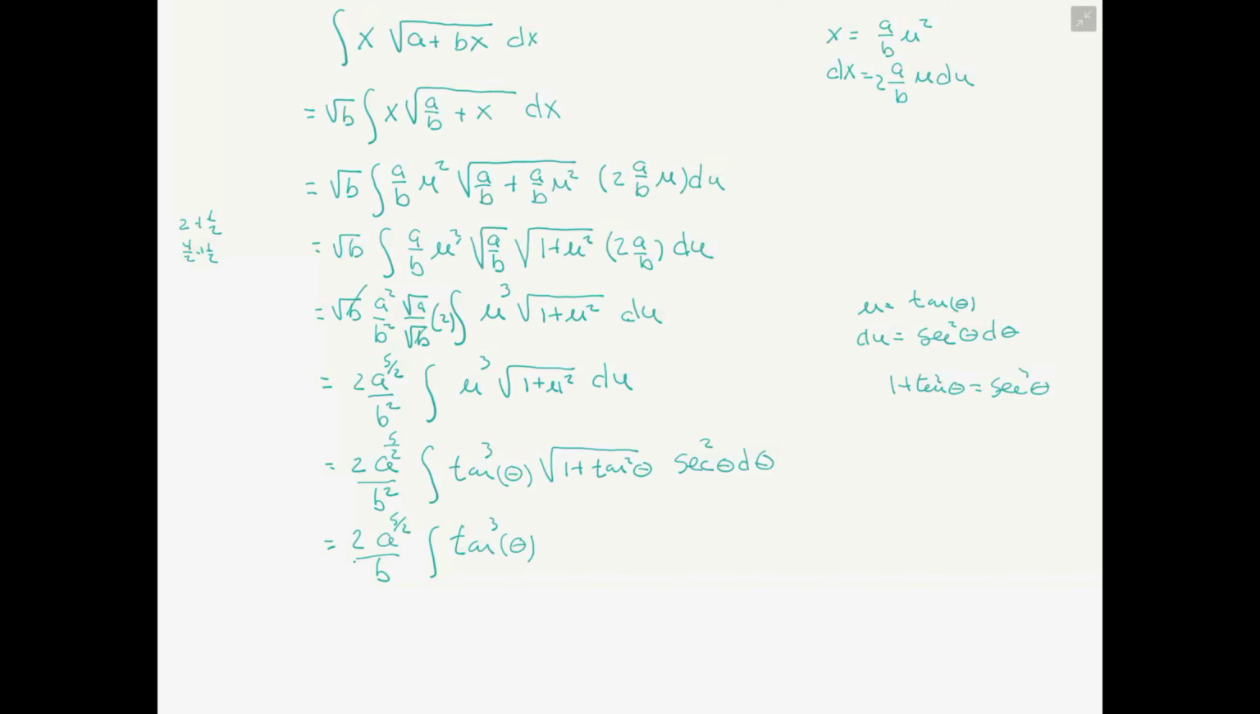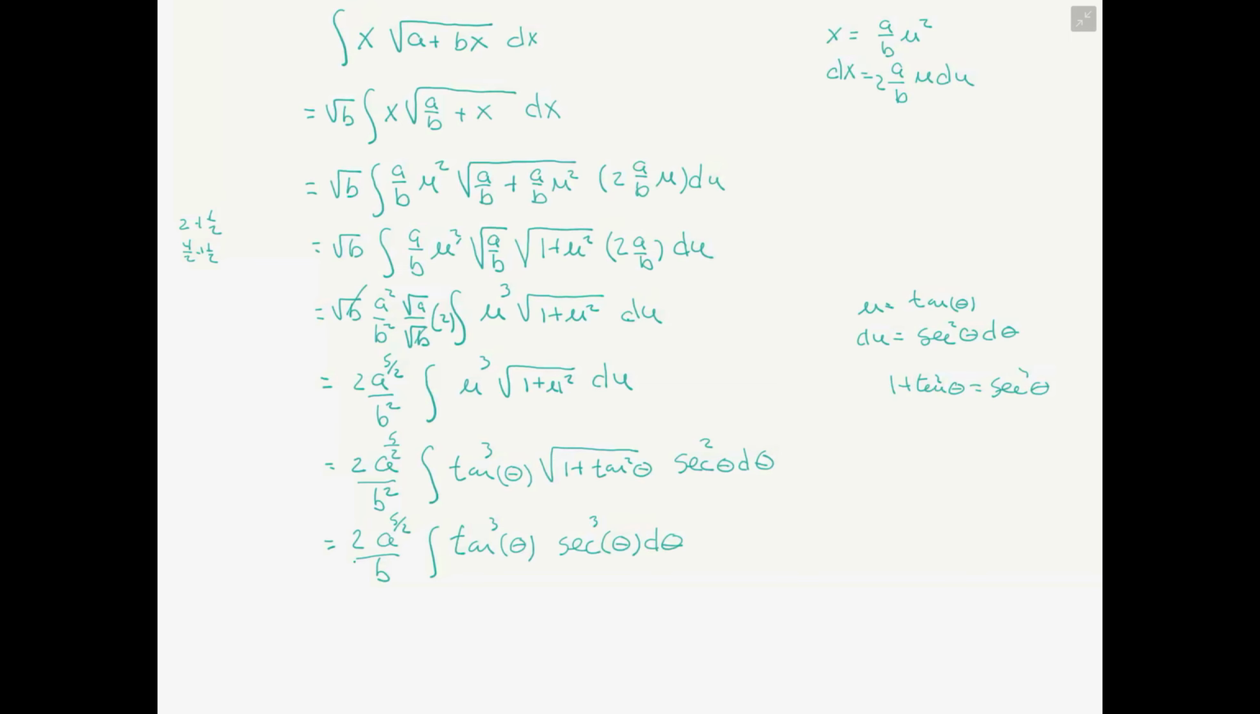Tangent cubed theta, and we got secant cubed theta d theta. Now that's something that we've never dealt with before. That's a new one. That is a new problem, and it looks like it's going to be a bear.